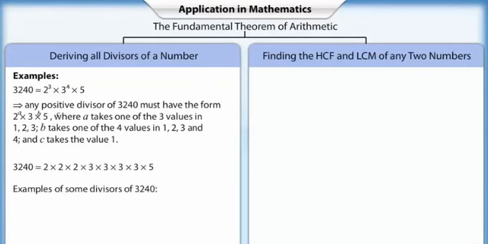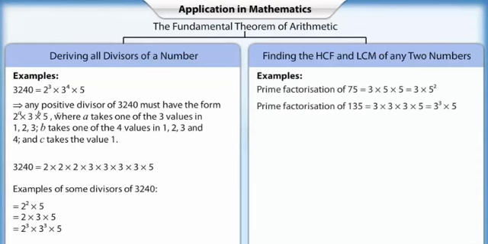So, some of the divisors of 3240 are 2 to the power of 2 into 5, 2 into 3 into 5, and 2 to the power of 3 into 3 to the power of 3 into 5. You can see that there can be many more combinations which will ultimately give all possible divisors of the number.